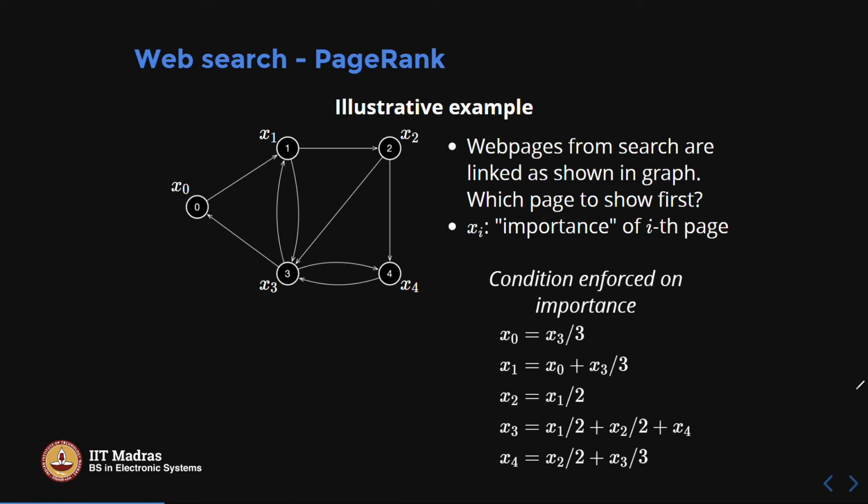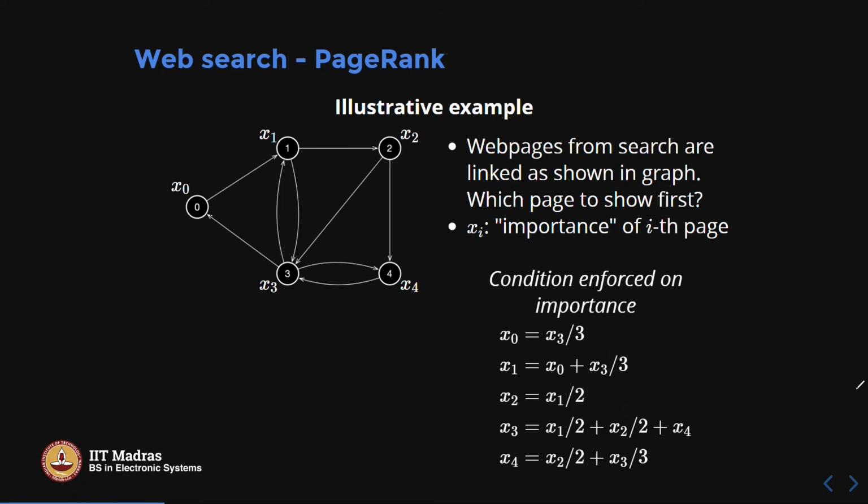In a very, very clever way, that is captured. So let me just explain the first equation. x0 equals x3 by 3. How did that come about? Now, page 3 has an importance x3, and page 3 is pointing to page 0, page 1, as well as page 4. It's pointing to 3 other pages. So its importance divided by 3 should be contributed to the importance of node 0, page 0.